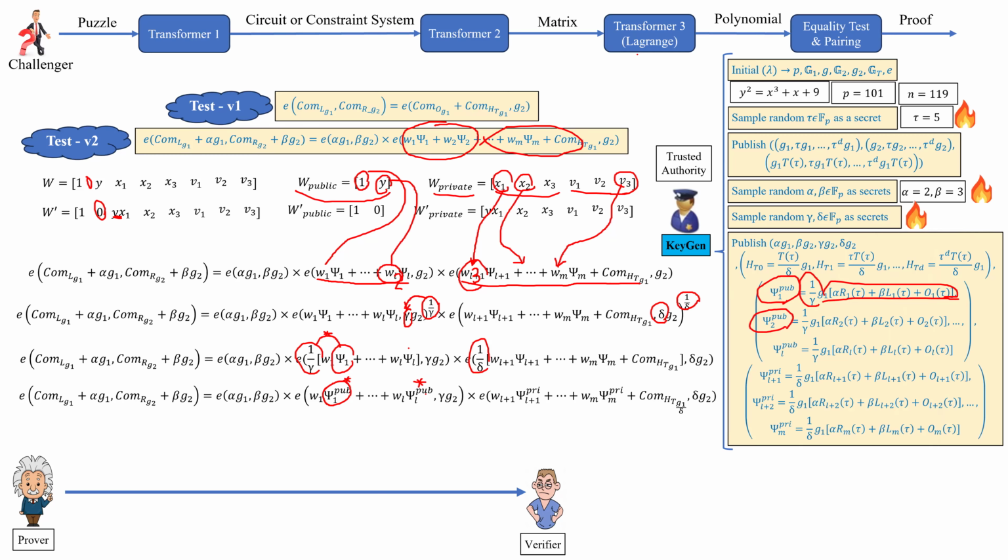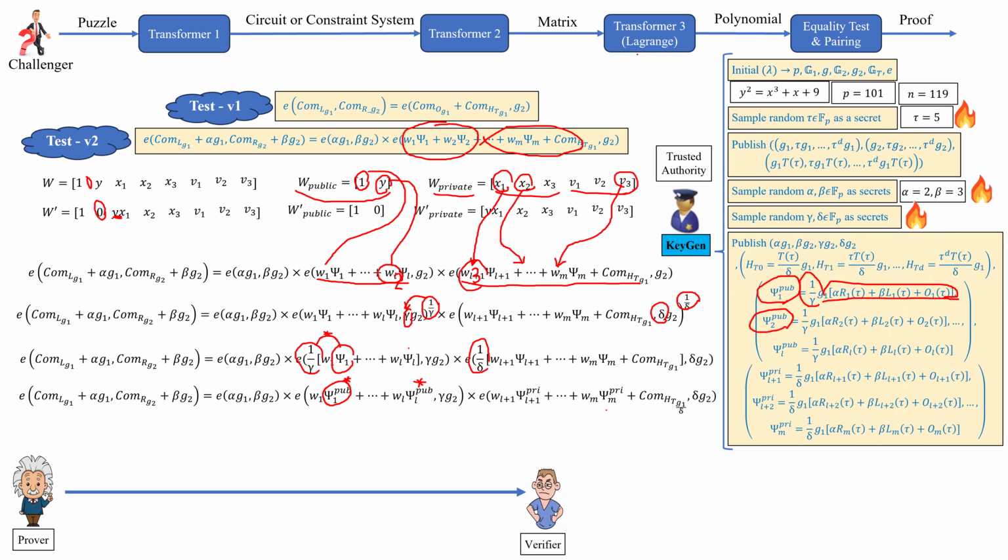I'm going to give you a hint to see how we address the discussed concern. Here we see that the system is trying to disjoint the public and private values, the public and private elements of the witness vector.